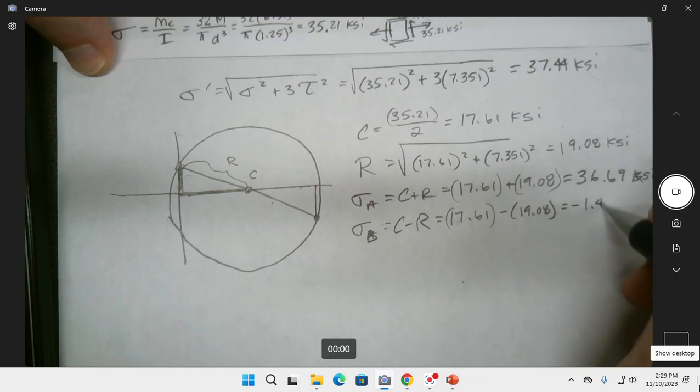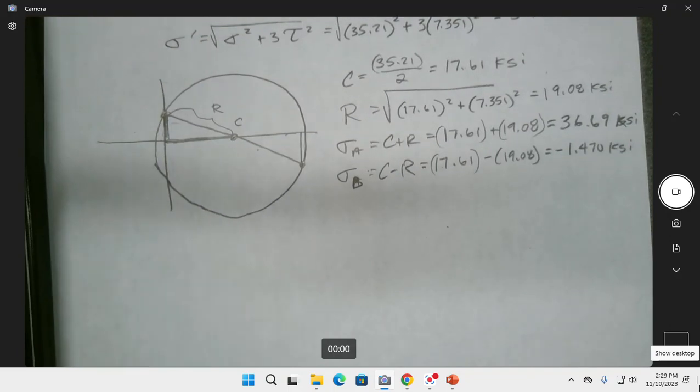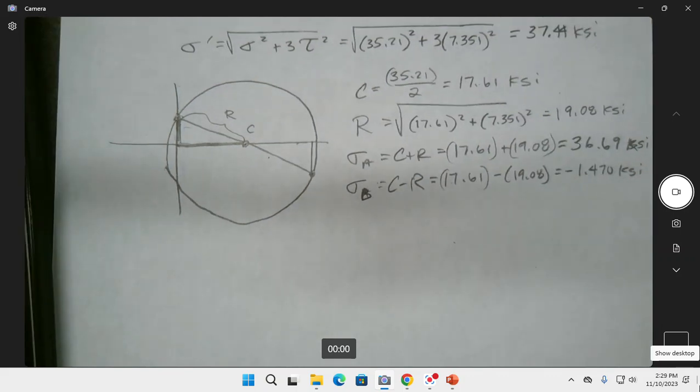Negative 1.47, that's boring. So we need to pick a material in order to assess our design. Because finding the stress is important, but it doesn't mean a thing unless you know what the criteria are. Did you know criteria is plural? Criterion is when it's just one thing.